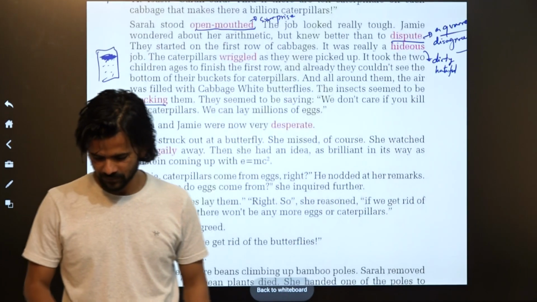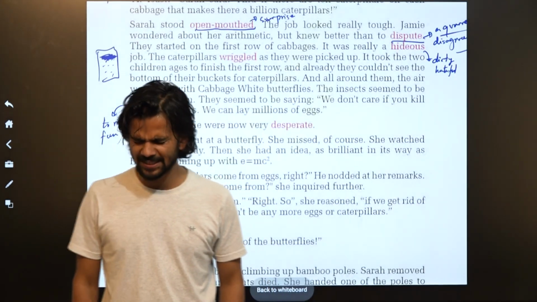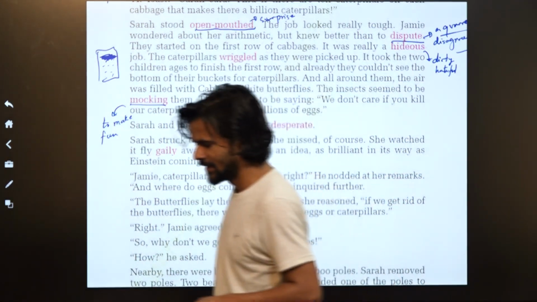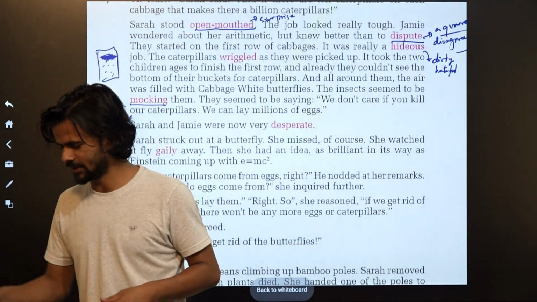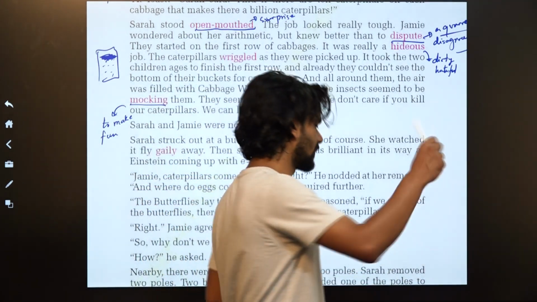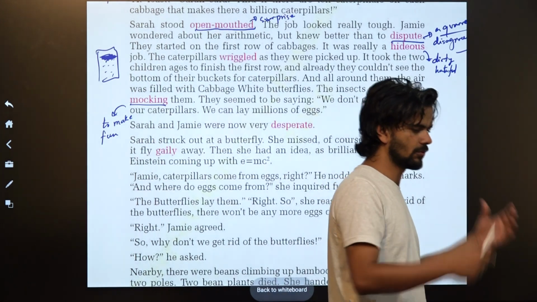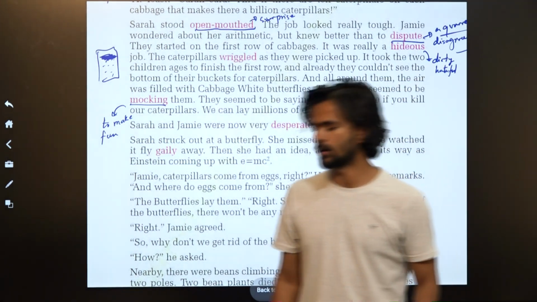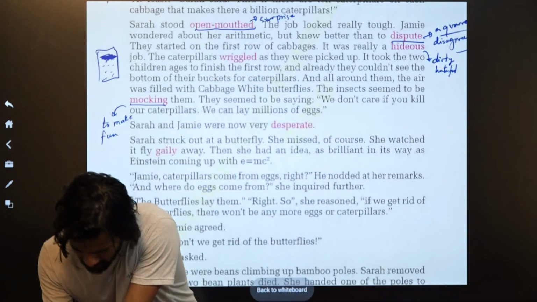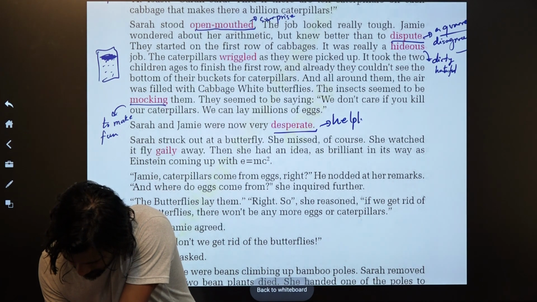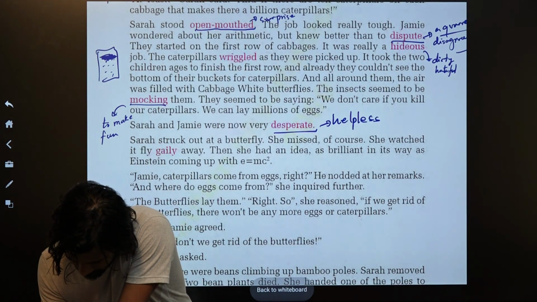Sarah and Jamie were now very desperate. They were frustrated. Oh my God, what to do? There's no solution. If we pick all these caterpillars, by the time I go to the next one, some butterflies are going to sit and lay some eggs. These eggs are going to develop into caterpillars. So desperate. Desperate means helpless. Frustrated.